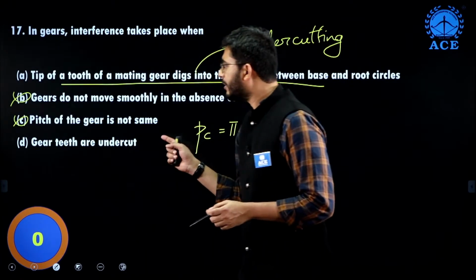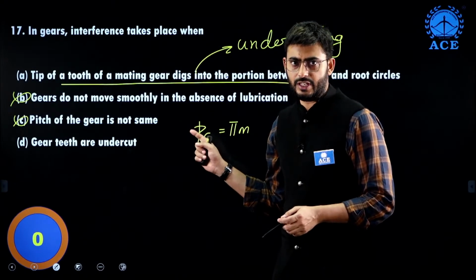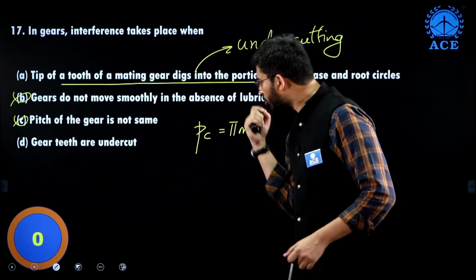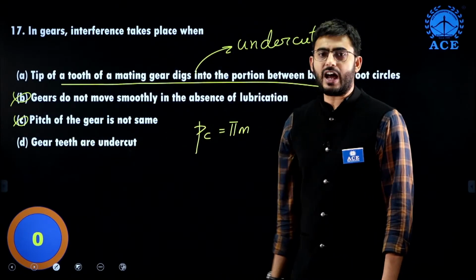If they are not the same, interference will occur. This is not the correct reason. When the gears are in mesh, they should have the same module. And option D says that gear teeth are undercut.